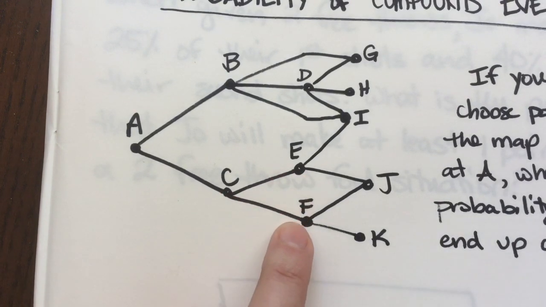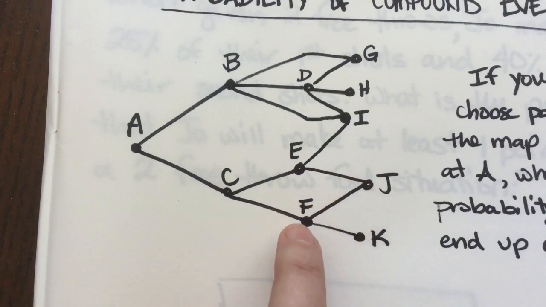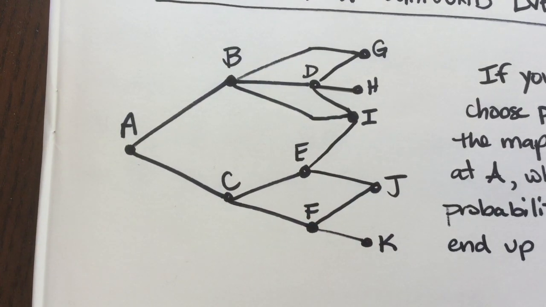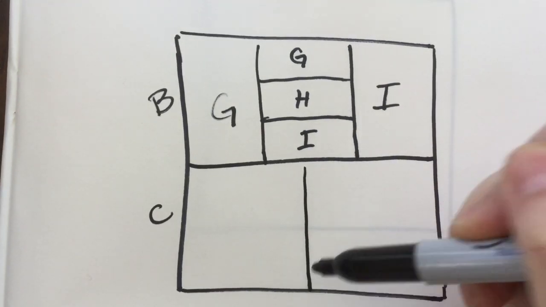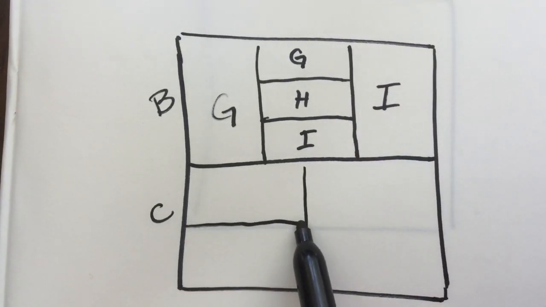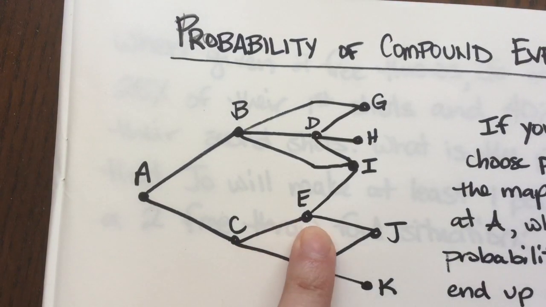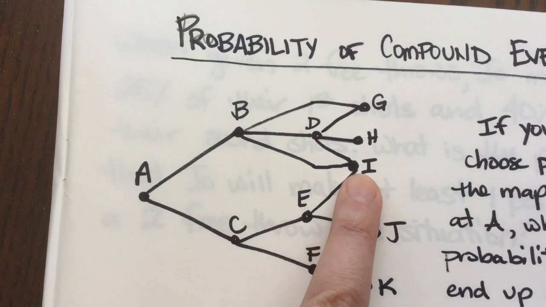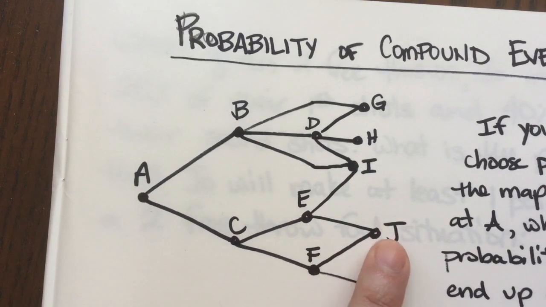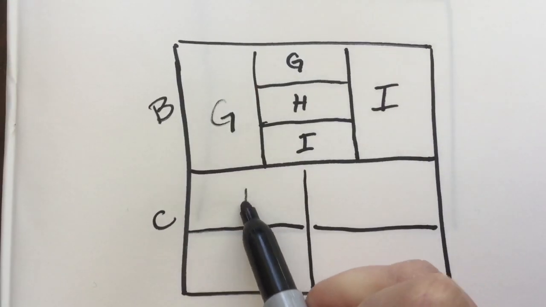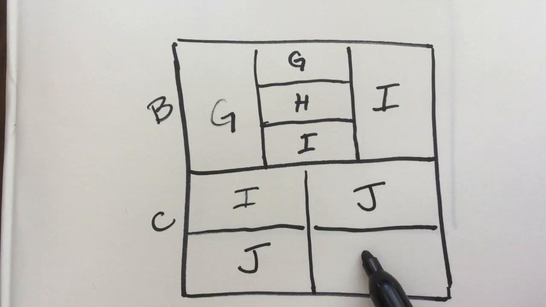C then splits into 2, and each of those splits into 2. So I'm going to show that in our area model. So path C broke into 2, and each of those broke into 2. The path that went to E then broke into I and J. The path that went through F broke into J and K. So I, J, J, K.